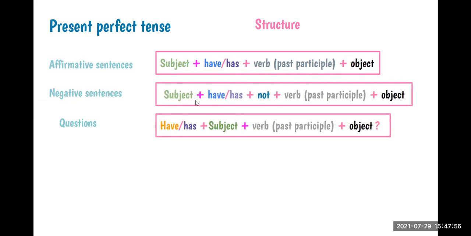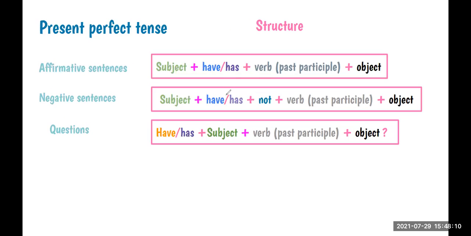Very good. And then we have here the question form. In this question form, we need to change the position of the auxiliary verb and the subject, okay? So we place the auxiliary verb, have or has, at the beginning of the question, and then we have the subject and we change the position, okay? And the rest is exactly the same.